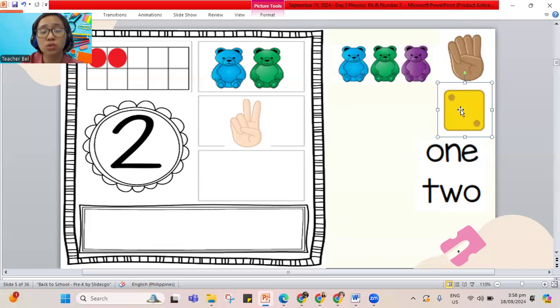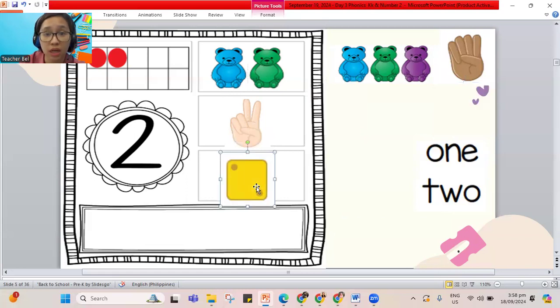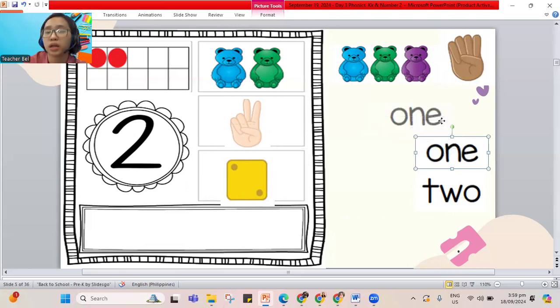How many dots do you see? 1 and 2. This is number 2. There are 2 dots in our dice. And let's check. Is this the word 2? 2 has the letters T, W, O. Is this our word 2? No, it has O-N-E for number 1, not number 2.